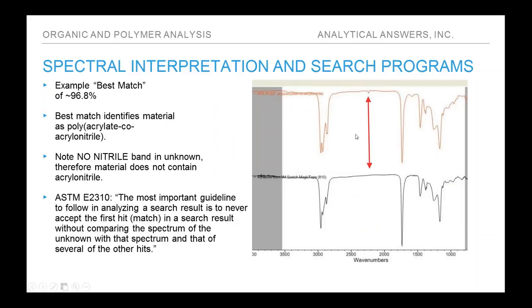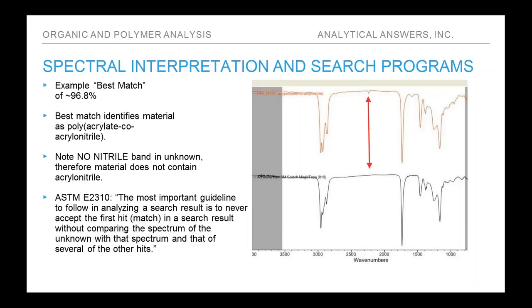However, it's actually 100% wrong. Material was identified by search as a polyacrylate coacrylonitrile. However, notice there's no nitrile band in our unknown down here. No nitrile band, therefore it cannot be an acrylonitrile. If you go, for example, to ASTM standard E2310 on automatic or computer spectral search and identification, it quite clearly says, important: never take the first hit as being the absolute identification.